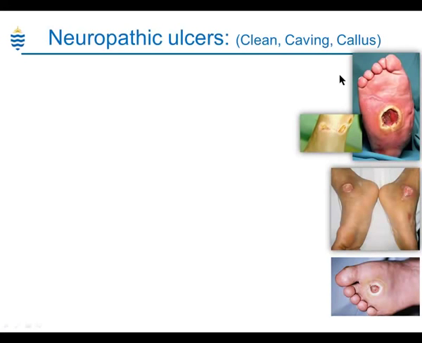Peripheral vascular disease, that is atherosclerosis cause. Neuropathic: diabetes, pressure areas, ill fitting footwear, painless, clean ulcers with a strong callus surrounding because of hyperkeratosis.